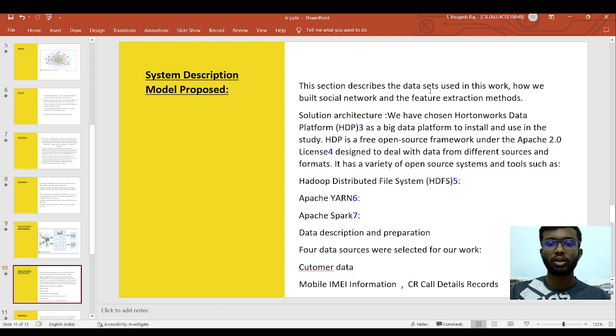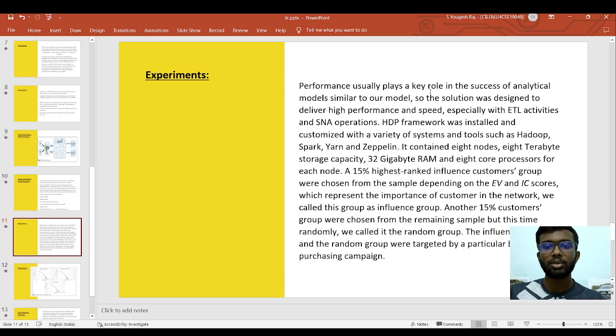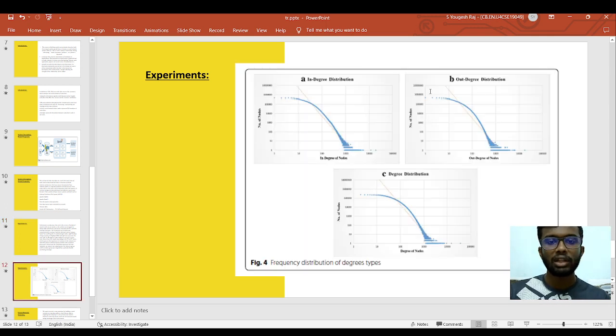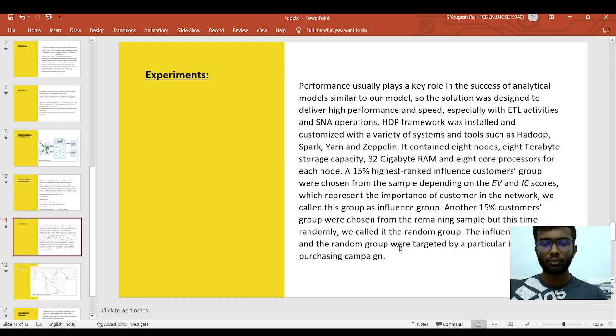To explain the further process, in the experiments we have a number of things to list out. First, let's look into this graph. Here we have the degree distribution, the out-degree distribution, and the in-degree distribution. The in-degree and out-degree distributions combined can be seen here in the frequency distribution graph.